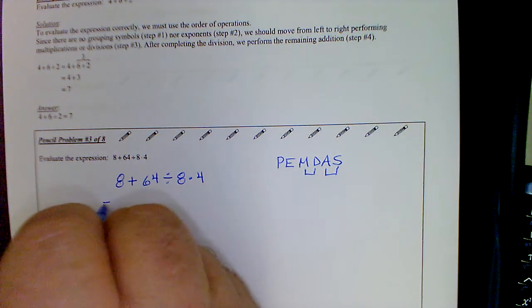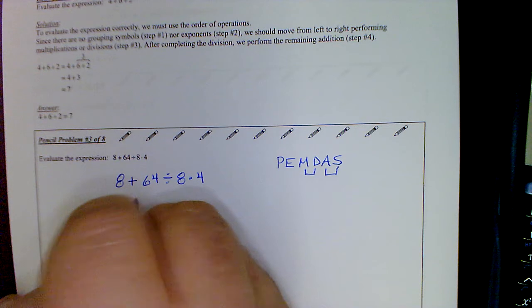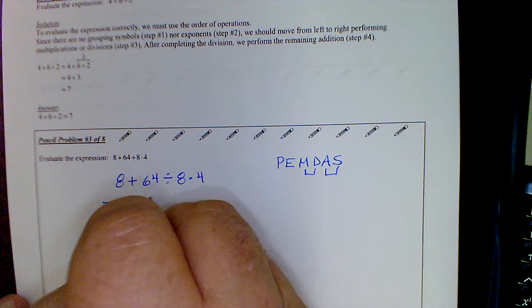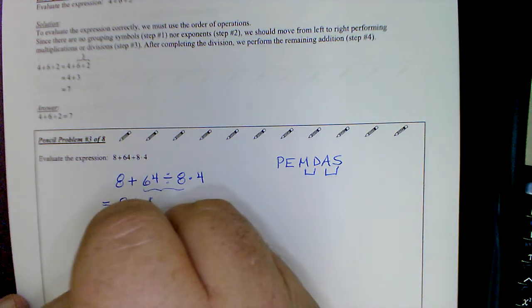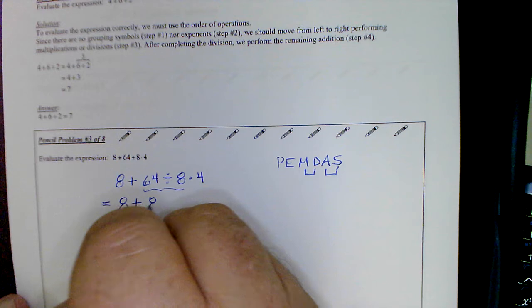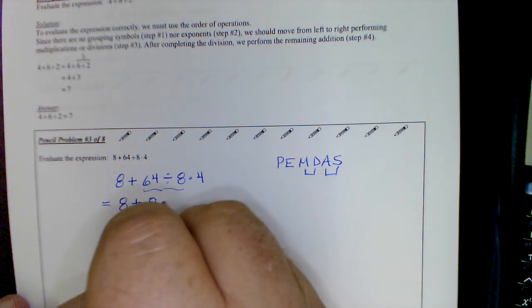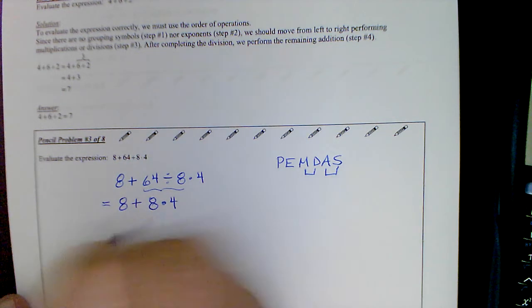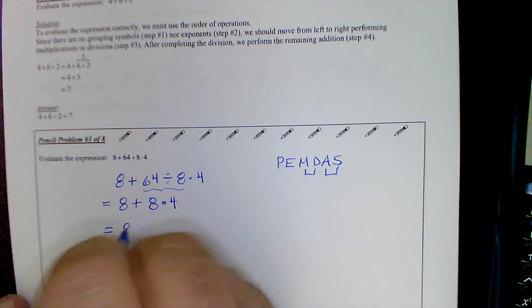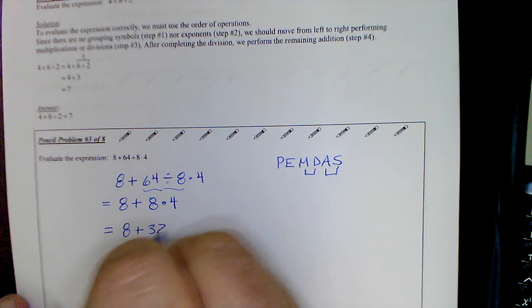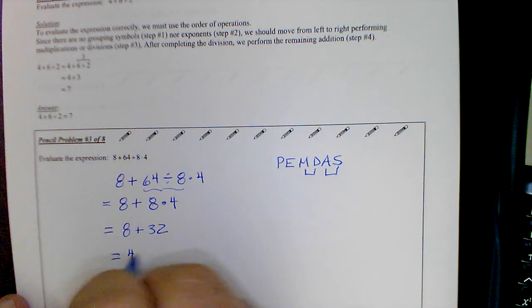Now, your best bet is to recopy everything except the one operation you're doing. And that, in this case, is 64 divided by 8, which is 8. And then recopy times 4. Now, multiplication comes before addition, so 8 plus 32, and finally 40.